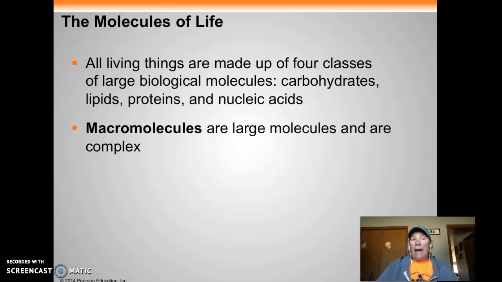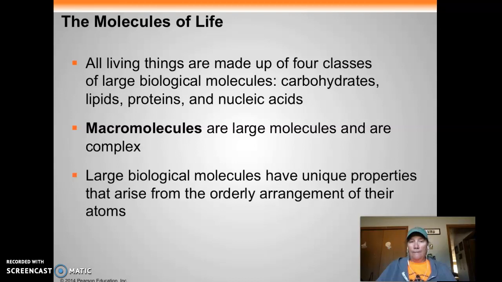Okay, they're macromolecules. That means they're very large and they're very complex. They have unique properties because of the arrangement of their atoms. The way they set things up gives them their properties. They each have their own unique functions, and their functions are based on the way they're set up, and that's what gives them their unique properties.